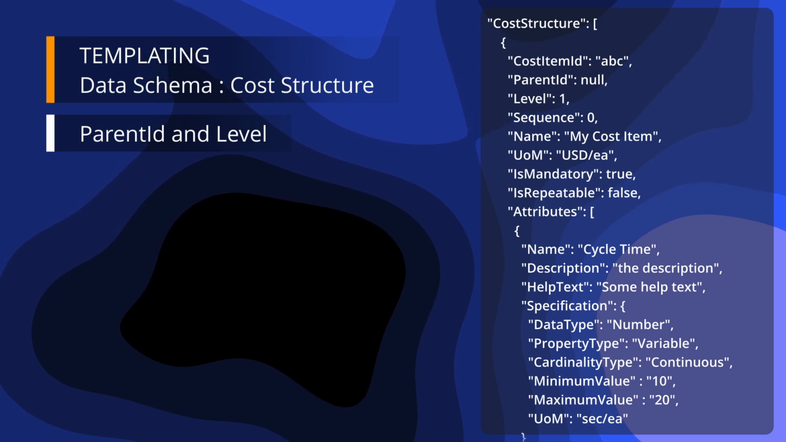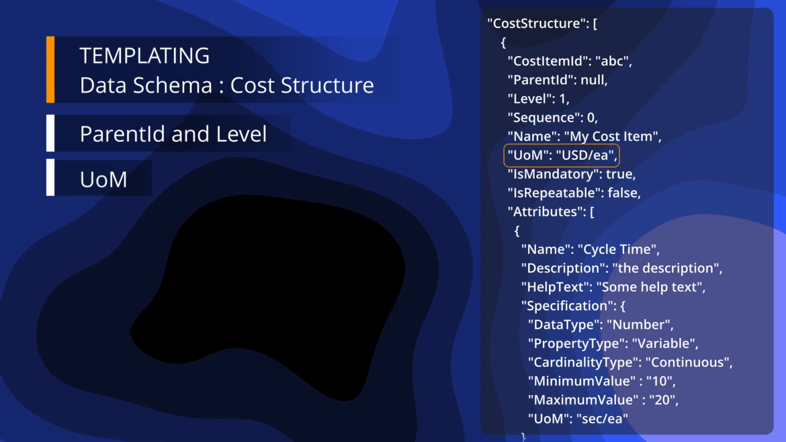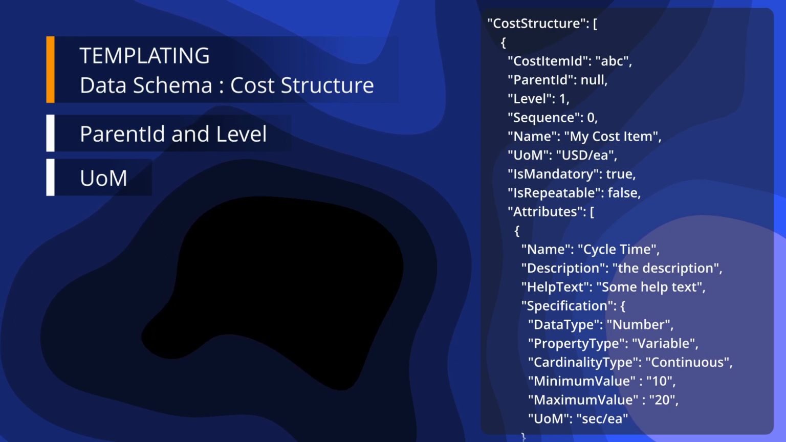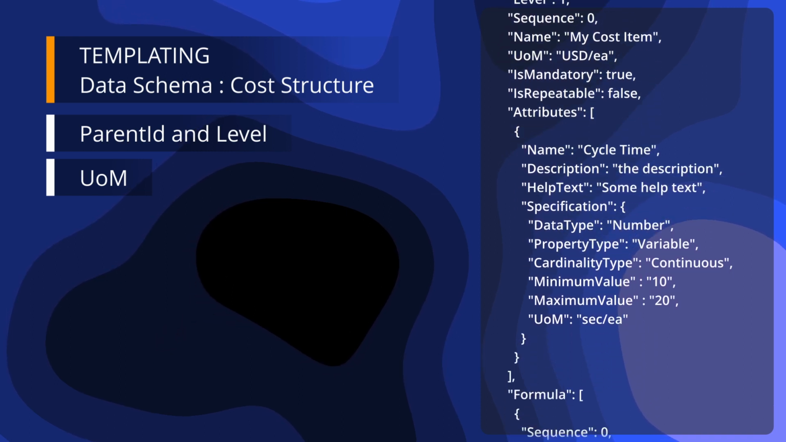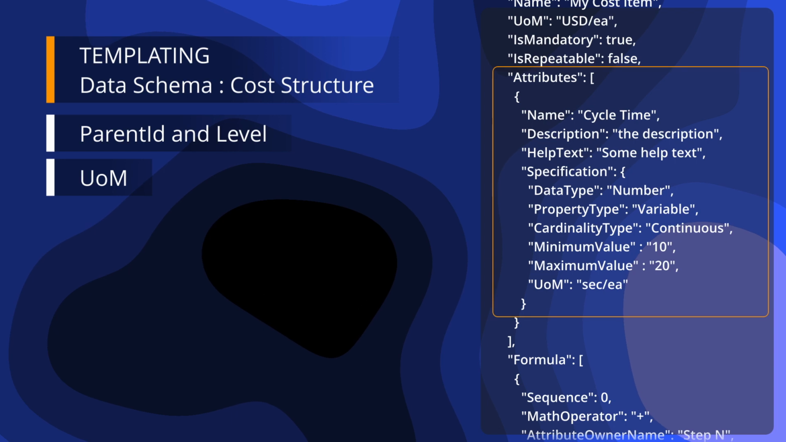In addition to these helper fields, there are three others that I want to raise to your attention: the unit of measure, the attributes, and the formula. The UOM field is updated whenever the cost item is rolled up. Similar to the price UOM field, it may be empty if an error occurs, but it should never be empty when the proposal is submitted for approval. The attributes here are the list of product cost item attributes defined for this cost item.